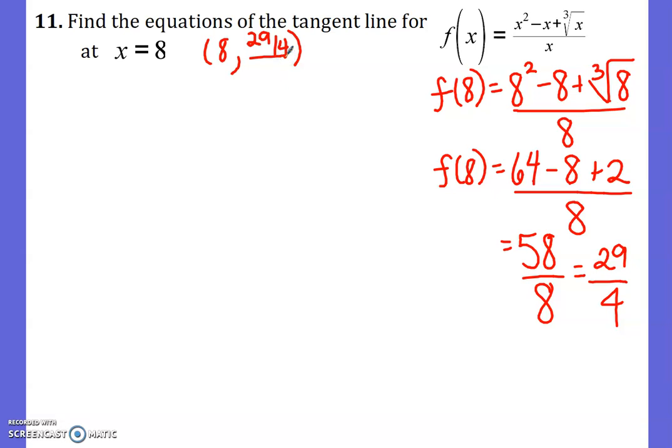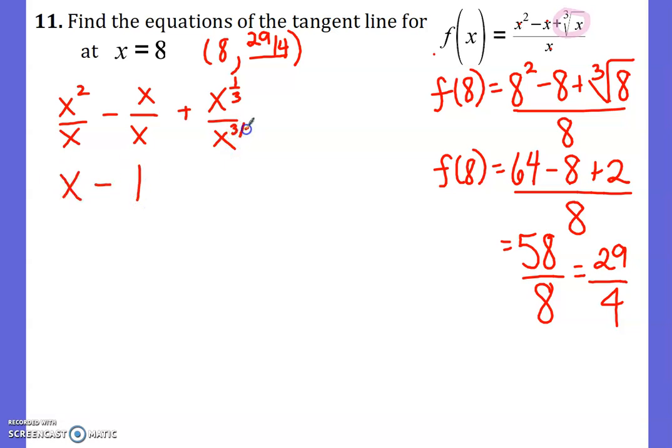Okay, to find my slope, I need to take the derivative of f of x. So I'm going to start by dividing everything by x here. So I have x squared divided by x minus x divided by x plus, this is really x to the 1/3 divided by x. So that's x minus 1. This we want to think about like 3/3. So it's going to be plus x to the negative 2/3. So this is f of x.